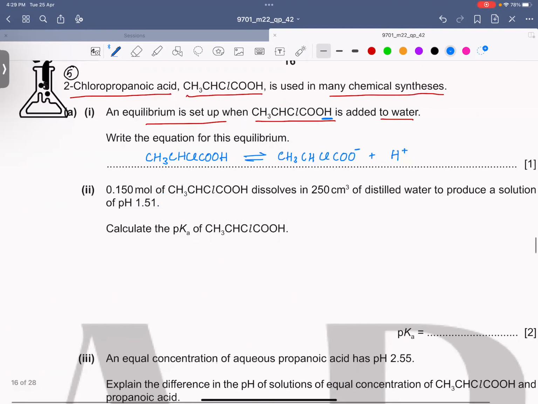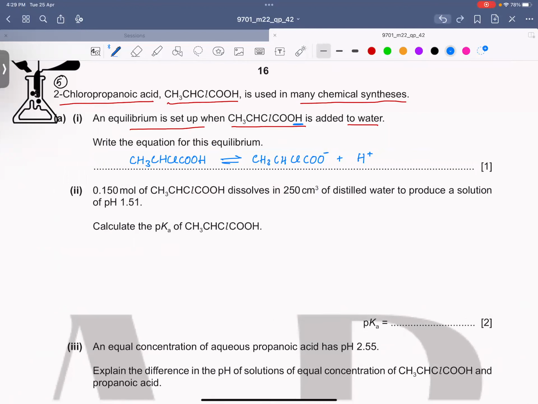Now, 0.15 mole of 2-chloropropanoic acid is dissolved in 250 centimeter cube of distilled water to produce a solution of pH 1.51. They have provided you the pH. Now, what are they asking? They are asking you to calculate the pKa.